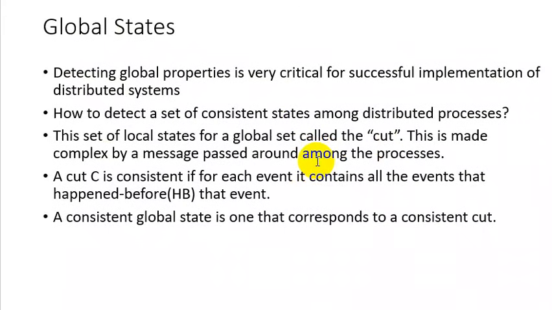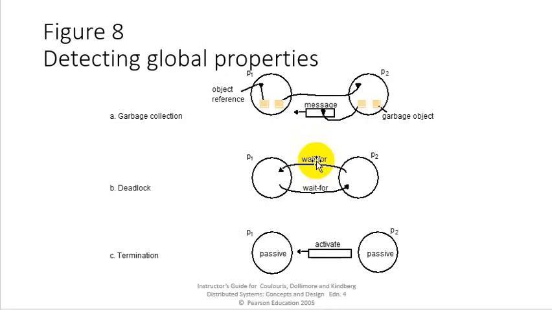Global states. A global state combines the local states of the processes. To correctly capture the system's overall condition, the collected states must form a consistent cut that respects the happened-before relationship. Detecting global properties. This figure demonstrates how global properties are detected by examining a consistent global state across multiple distributed processes.